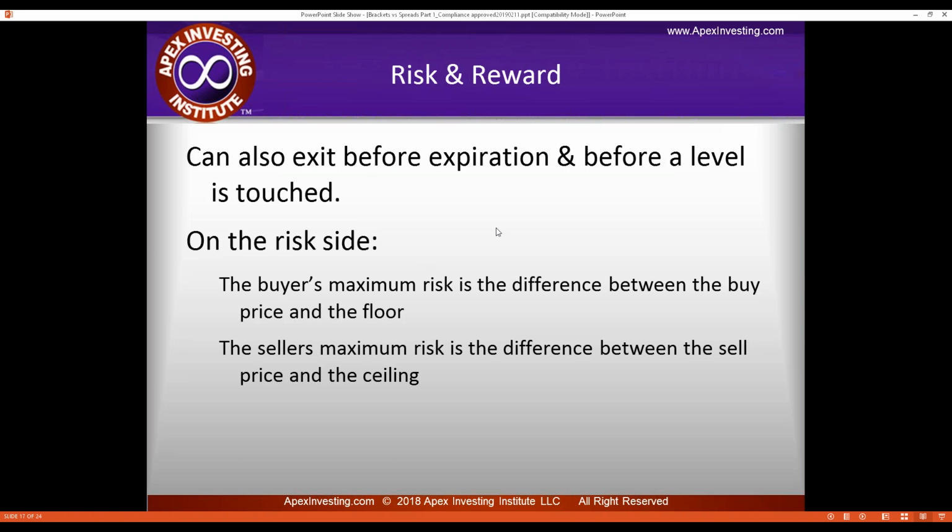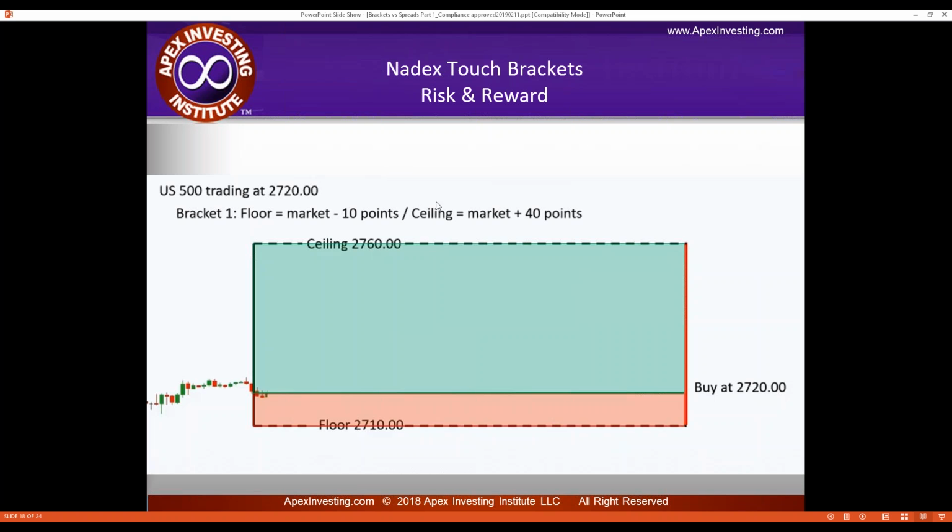Now, again, you don't have to hold something for it to touch all the way back against you. You can exit before expiration or before your floor or ceiling is touched, okay? So on the risk side, the buyer's maximum risk is the difference between the buy price and the floor. The seller's maximum risk is the difference between the sell price and the ceiling, just like on a call spread. It's where you buy or sell compared to the floor or ceiling that determines your max risk and reward.